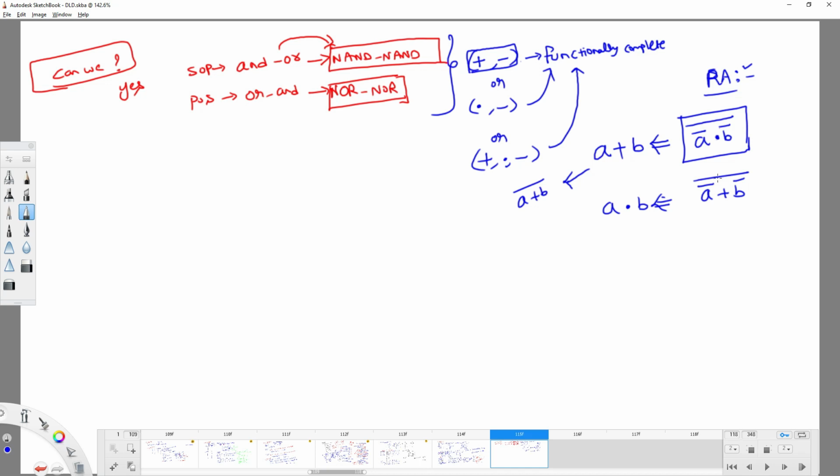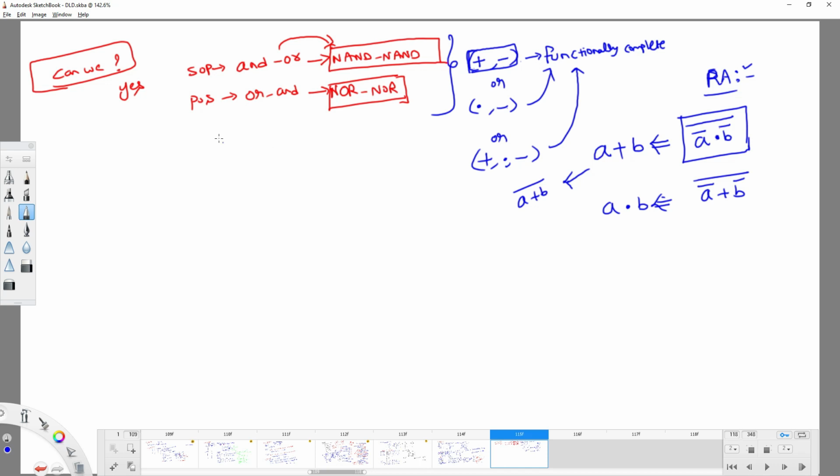Functionally complete, right? It means if I have a combination of AND, OR and NOT, I can derive any kind of expression. That's why I call it functionally complete, and that's why we can construct any kind of circuits. Now the question is, can we do this or not?